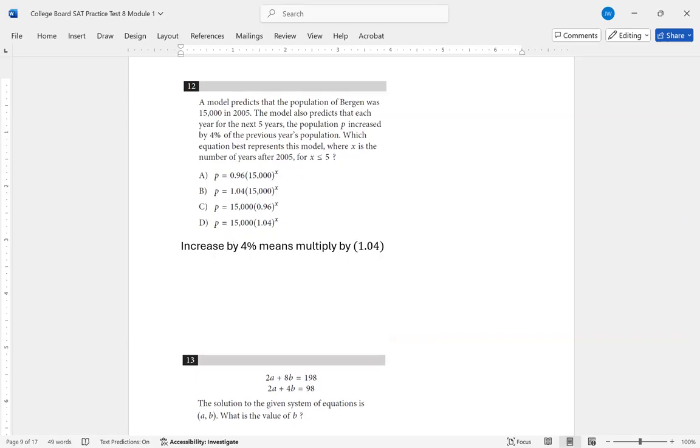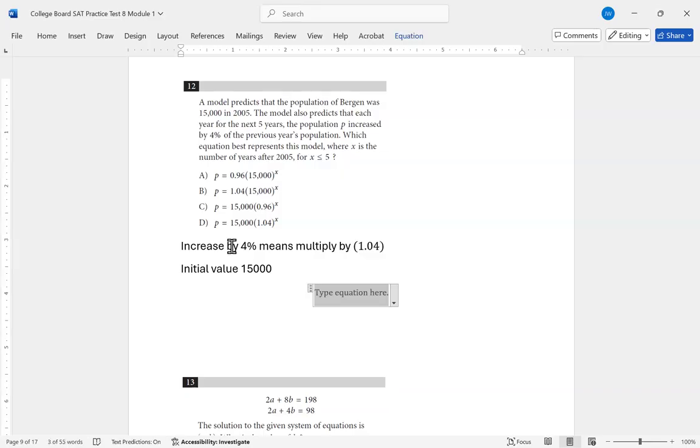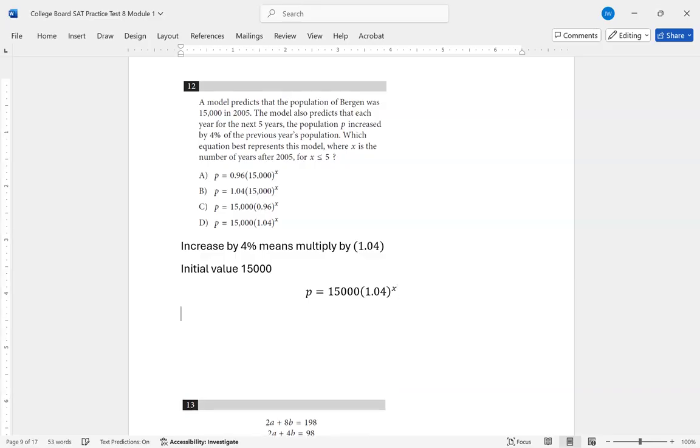So we're going to multiply by 1.04 over and over and over again. And we're going to have an initial value of 15,000, an initial population of 15,000. So that means my model should be that the population starts out at 15,000. And then we multiply by 1.04 for each year past the year 2005. And that's my X value. So 15,000 times 1.04 raised to the X power. That's option D, as in dog. So population is modeled by option D.